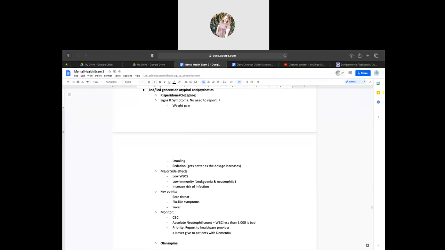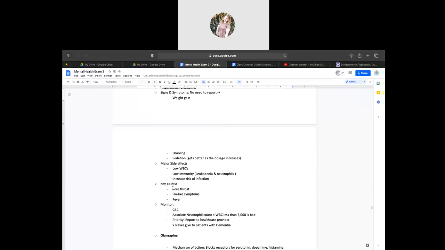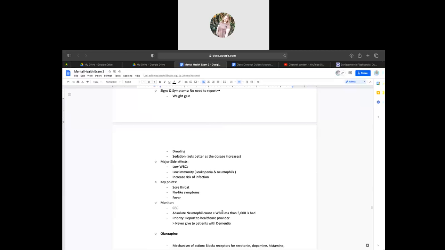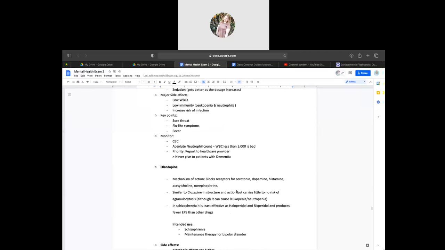Because a common side effect is agranulocytosis, which means we're going to have low white blood cell count and low immunity with use of these medications. So we need to make sure we monitor for any sore throats, flu symptoms, or fevers, and always monitor that ANC. And if we do, we're going to report that because we need to switch that medication. Never give it to a patient with dementia because it's not going to work.